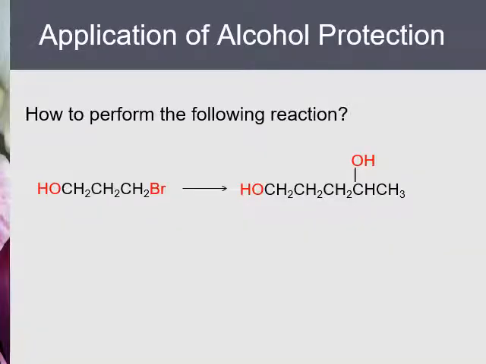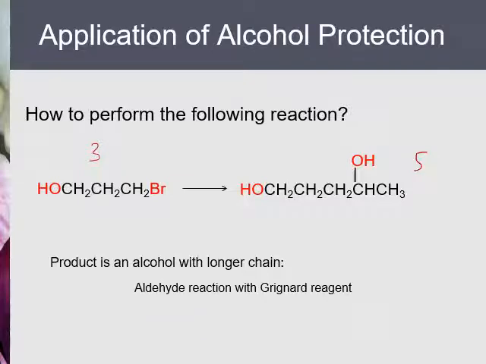Example: how to perform the following transformation. Note that the product is an alcohol with 5 carbons and the reactants have 3. In this chapter, we learned one way to make a longer chain alcohol is to add a Grignard reagent to an aldehyde. So this product may come from two parts. This comes from an aldehyde, and this comes from a Grignard reagent.